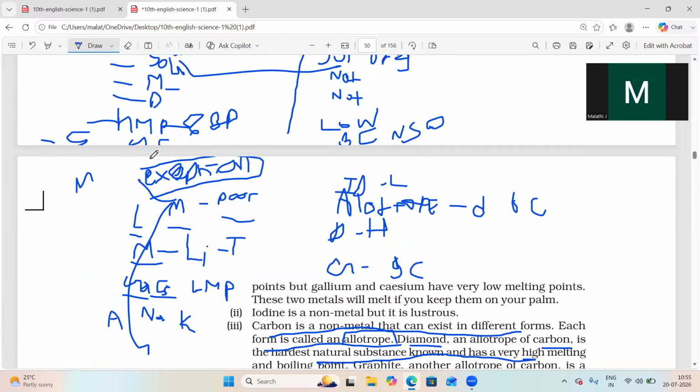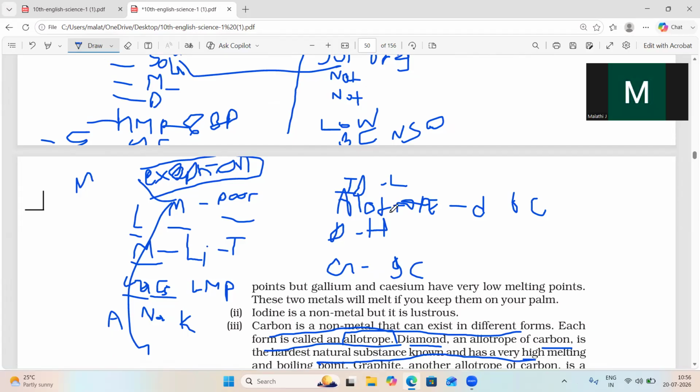Mercury is a metal, but it is a liquid. You should know these exceptions: mercury is a liquid, and gallium and cesium are metals but have low melting and boiling points. All metals are hard, but sodium and potassium are very soft metals that can be cut with a knife. That is a very important question. Iodine is a non-metal but it is lustrous.